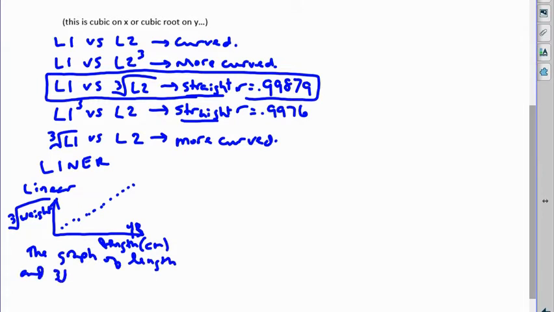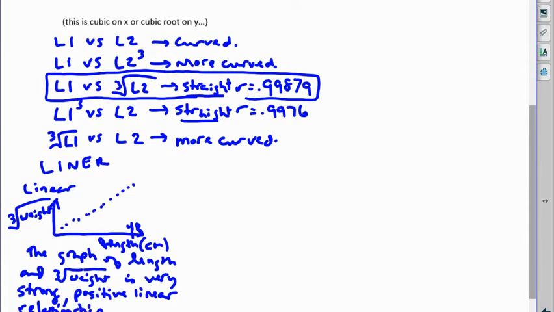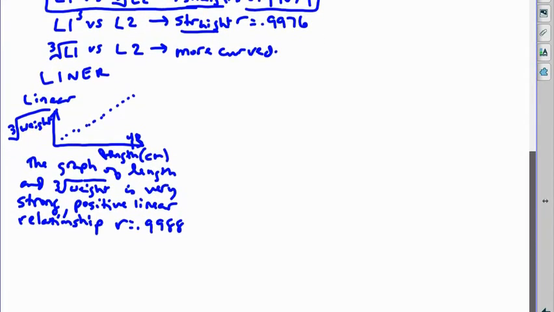And thinking about the form, direction, and strength, the graph of the length and the cubic weight is very strong. Look at that R value. It's positive. It's linear because I can see that relationship. And I'm going to write my R value just to support that value, 0.99879. That satisfies the linear condition, which of course you would never do linear regression unless you had something that was linear.